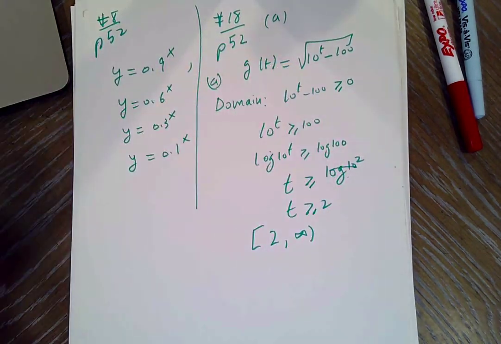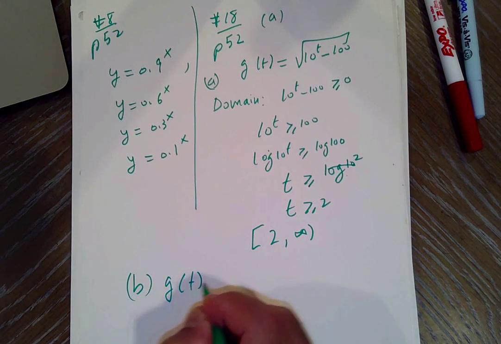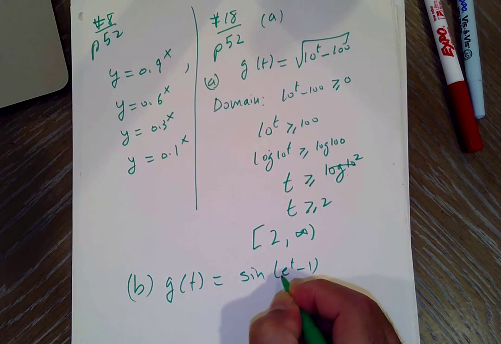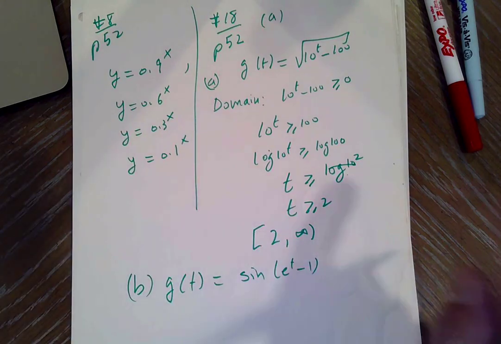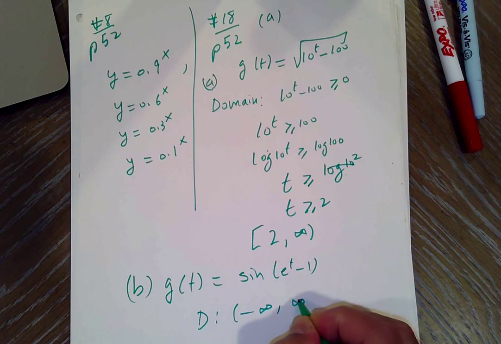Let's look at part B. g of t is sine of e to the t minus 1. Anything will work here because the sine function goes from negative infinity to infinity, so the domain is all real numbers. No restriction.